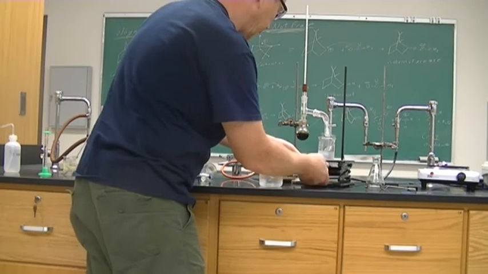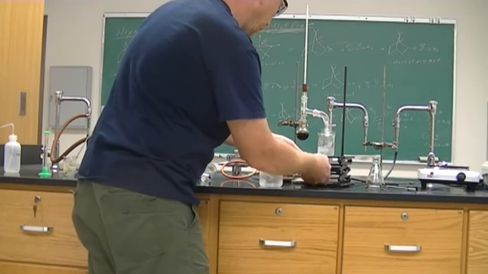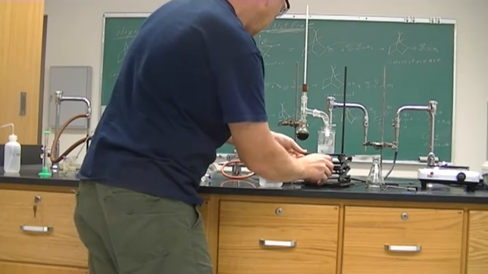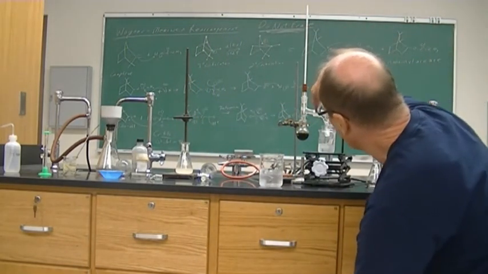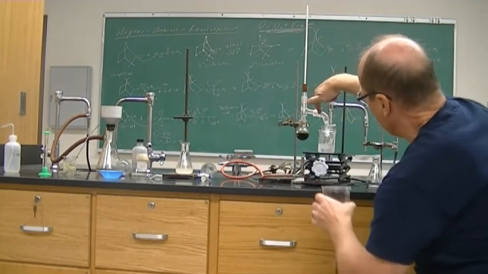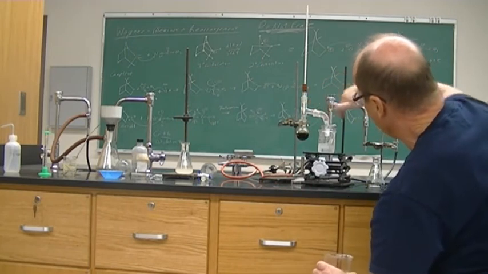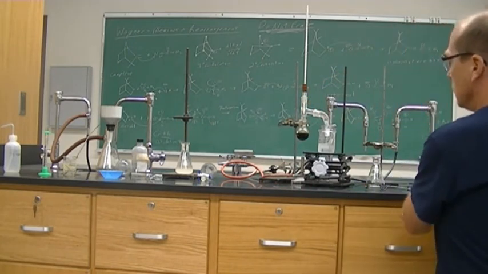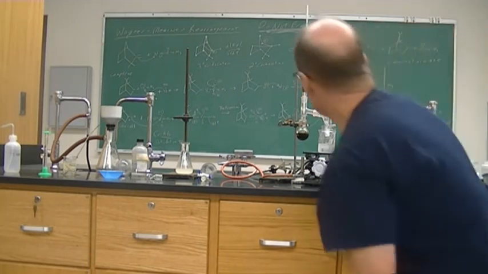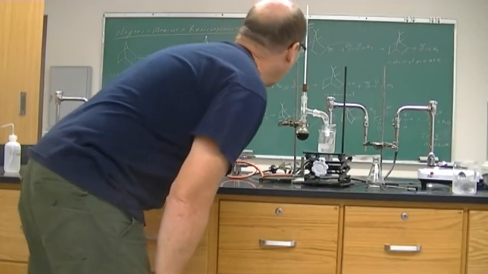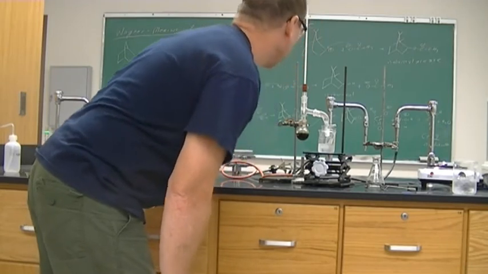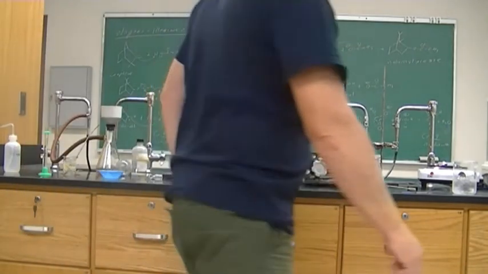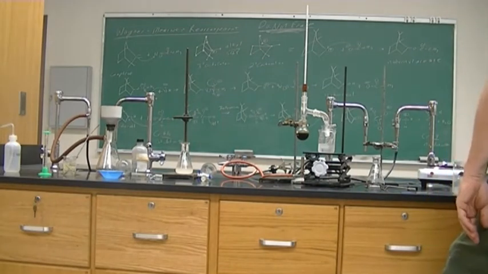So I'm going to collect the first 3 mils in here, and then I'm going to collect the rest. All right, so the solvent front is coming. I don't know if you can see it, but we're about to get our first drip coming over. And this boiling point is at 54 for the first drop that comes over. The boiling point's at 54.